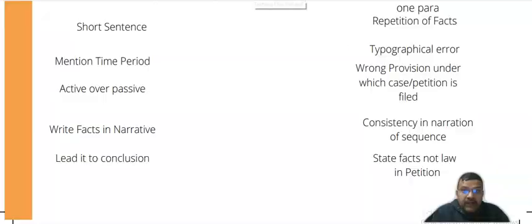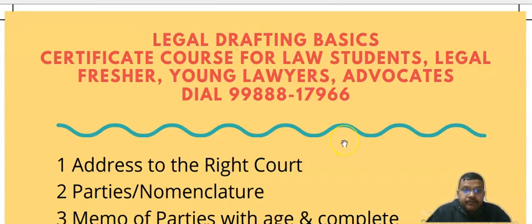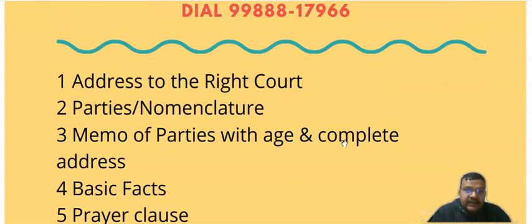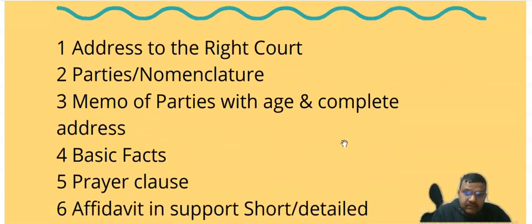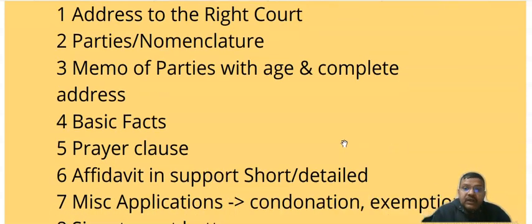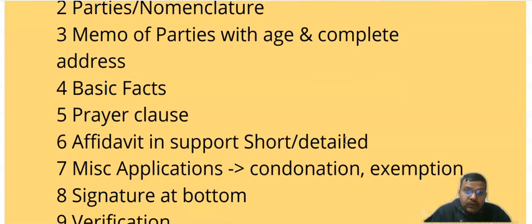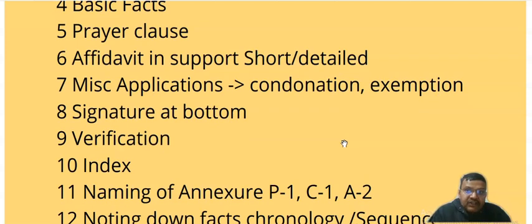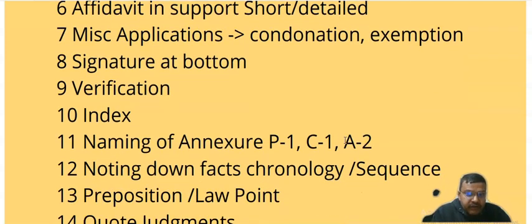Now, in this sample course material of mine, you'll get an entire checklist. Every time you sit back to drafting, what should be there in your petition, what should not be missed: formal paras, signature at the bottom, verification, index, naming of the annexure. So see, this is just a checklist which you'll get, but most of it I have already discussed.